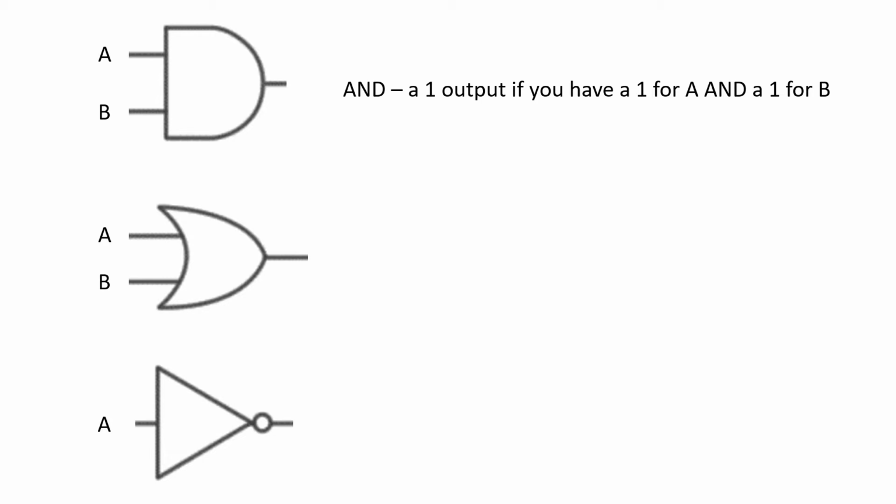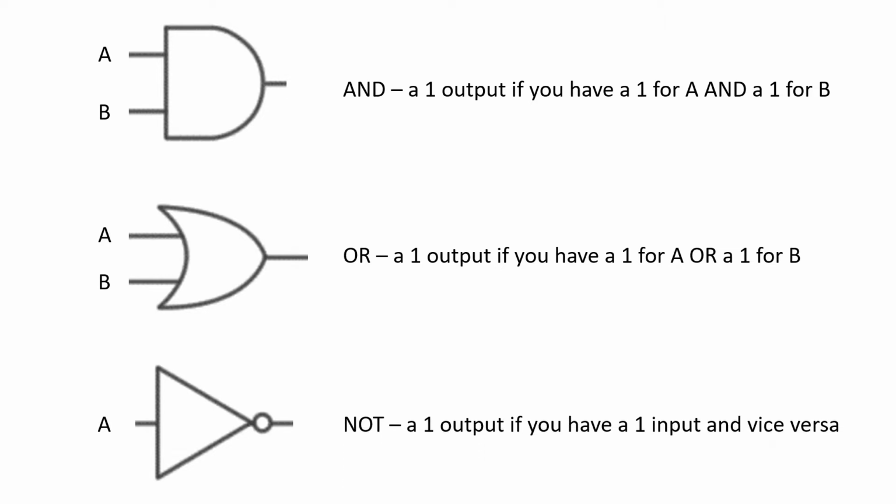And if you have a 1 for A and a 1 for B, then you get a 1 coming out of the AND. Everything else you get a 0. Next one is an OR gate. If you have a 1 going into A or a 1 going into B, you have 1 coming out. And actually, in this case, if you have 1 in A and a 1 in B, it also gives you 1 going out as well.